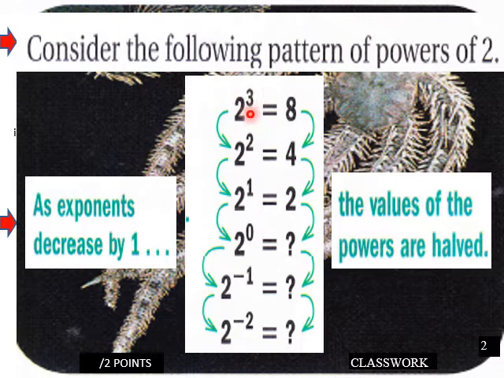2 cubed, when we go down to 2 squared, it's 1/2 of 8, and then 2 to the first, 1/2 of 4. And then what's 1/2 of 2? Then 1/2 of that, then 1/2. By extending the pattern, you can conclude that 2 to the 0 equals 1, 2 to the negative 1 is 1/2, and 2 to the negative 2 is 1/4, because 1/2 equals 1 over 2 to the first, and 1/4 equals 1 over 2 squared.